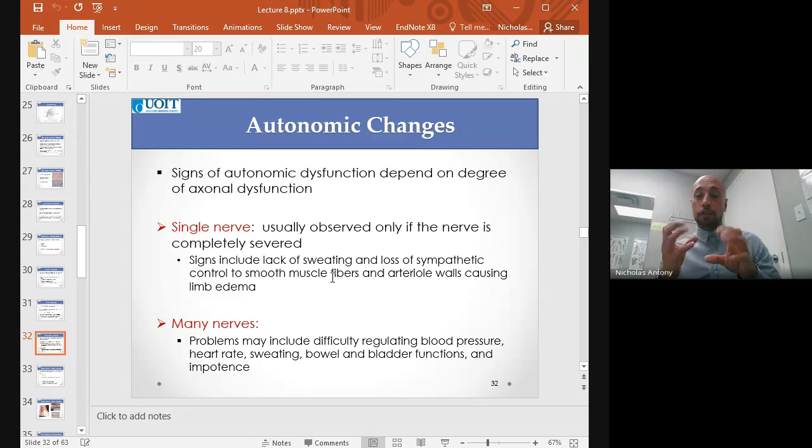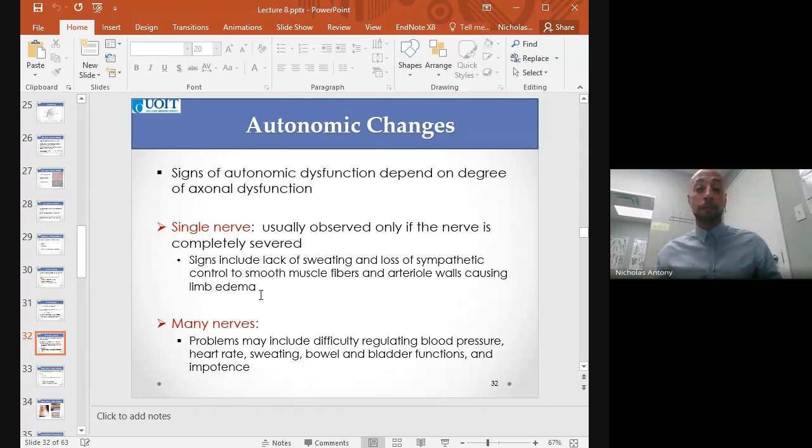So the contraction of our capillaries and our blood vessels. And so what that leads to, if we can't control the contraction of our blood vessels, is the limb swells. So usually the main autonomic symptom that we see in significant peripheral nerve injuries is the limb swelling, or limb edema.